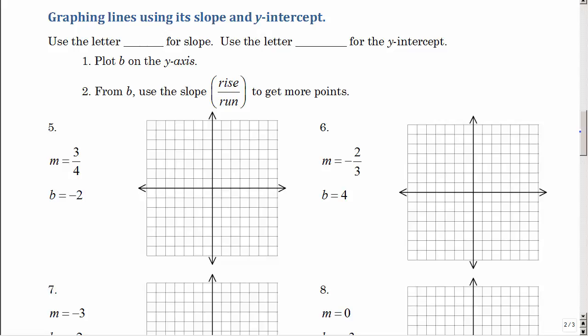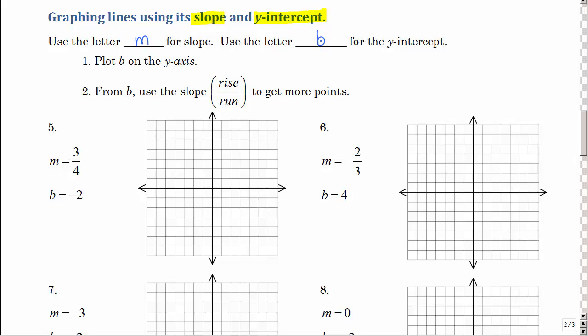Now that we know what the slope is and we can find the slope given 2 points, let's see if we can start graphing some lines with some other information, meaning the slope and its y-intercept. On the last lesson we learned what that y-intercept was. So we're going to use the letter M for slope, and we're going to use the letter B for the y-intercept. I don't know why, that's just what we do.